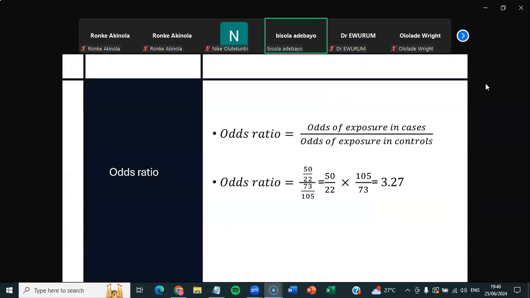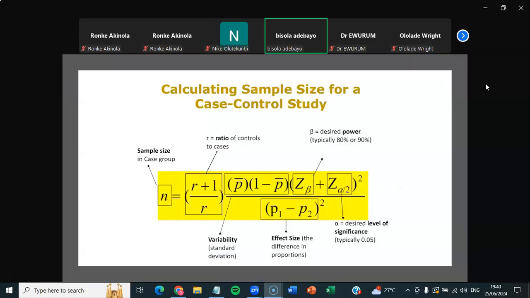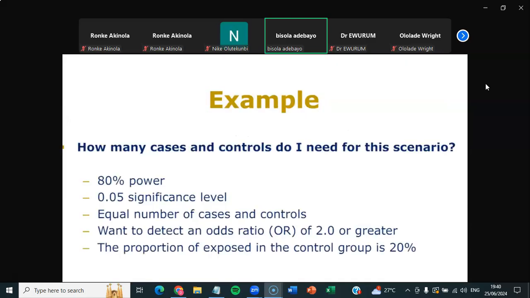Now we mentioned sample size. This is a sample size calculator for the case control study. N is our sample size, R is the ratio of controls to cases, then variability, we have our P and 1 minus P, then we have our desired power. P is prevalence, and then 1 minus P, and then we have our effect size, which is the difference in proportion, and our desired level of significance, which is 0.05.